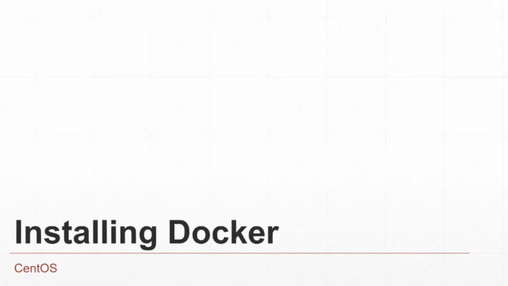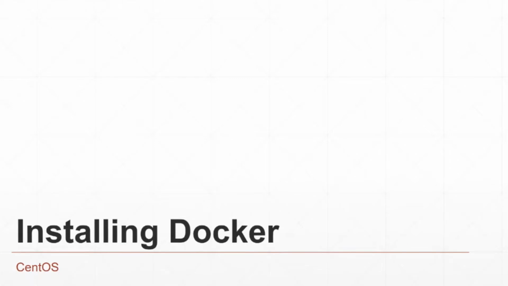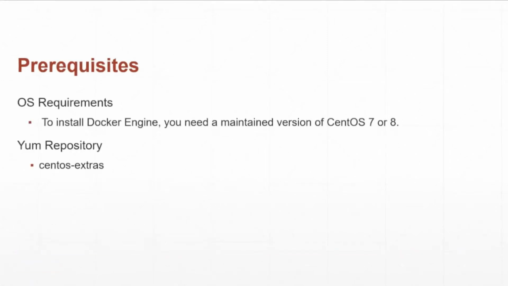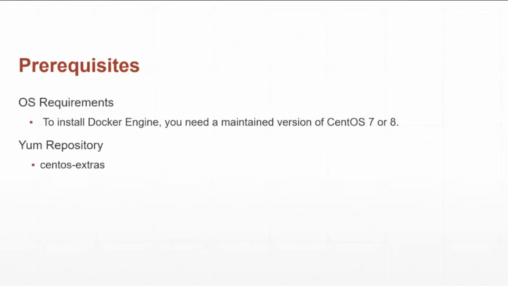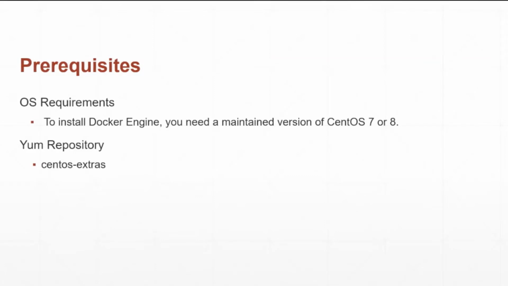Hello everyone, in this video I will show you how to install Docker in CentOS. For installing Docker in CentOS, we need the latest CentOS operating system. It can be 7 or 8, and the OS should be configured with the CentOS extras repository.